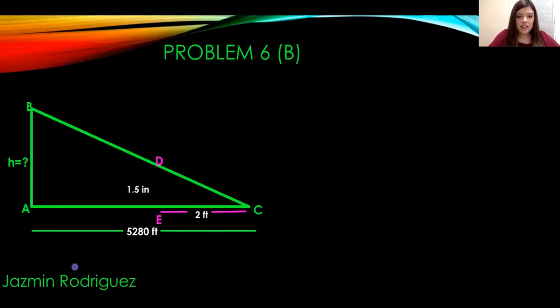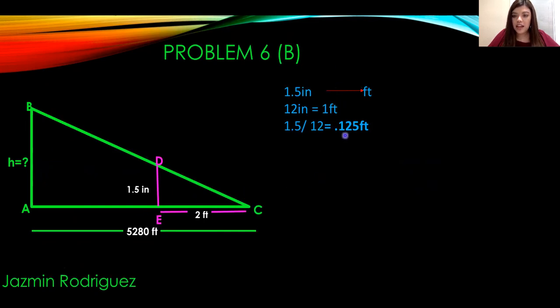Okay, now let's go ahead and look at this right here, and look at our information. So first of all, in order to calculate the height of this, we need to go ahead and convert our inches into feet. Well, we know that there is 12 inches in a foot, correct? So then we take 1.5 inches, which is what was marked on the ruler, and we divide it by 12. And that gives us that 1.5 inches is the same thing as 0.125 feet.